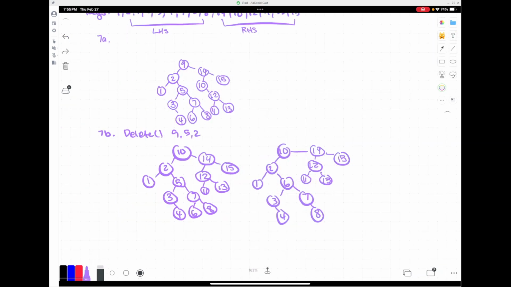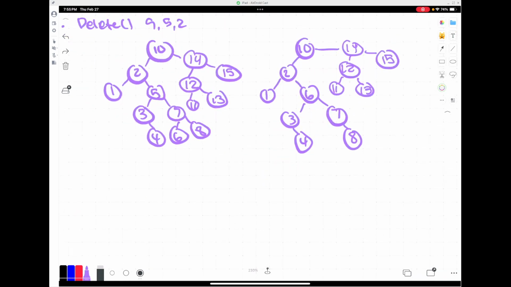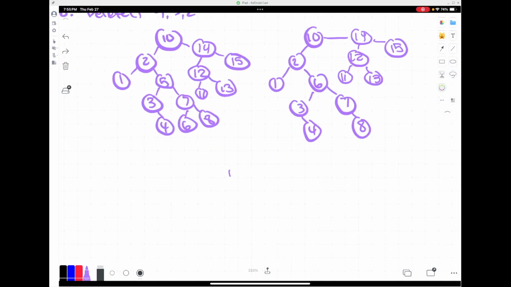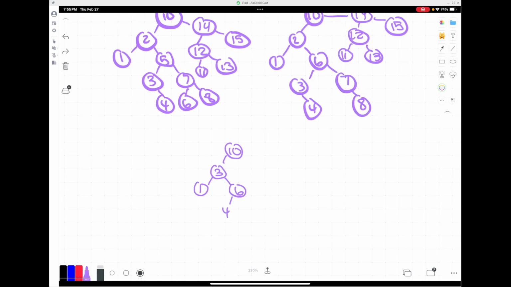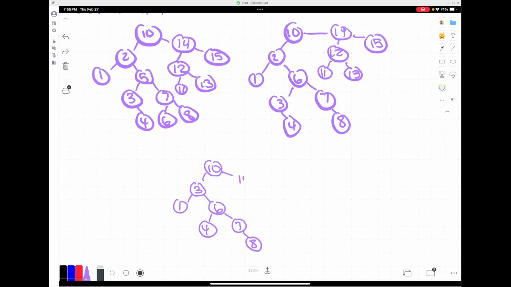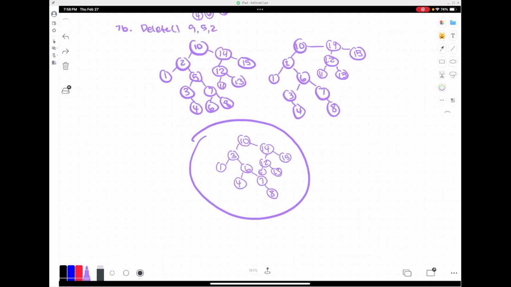And then last but not least, we're going to delete the number 2. Same thing, we'll look at 2, everything on the right. Smallest number is 3. So 10, 3, 1, 6, 4, 7, 8, 14, 12, 11, 13, 15. And this is our answer for part B.